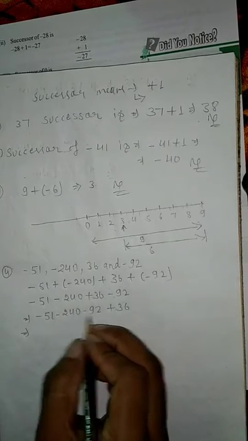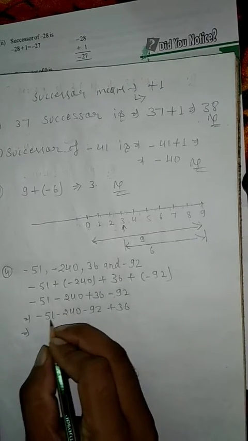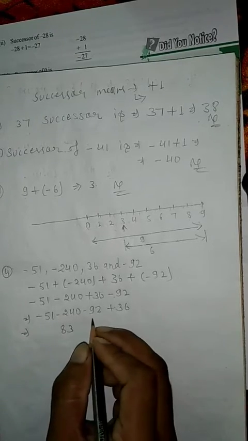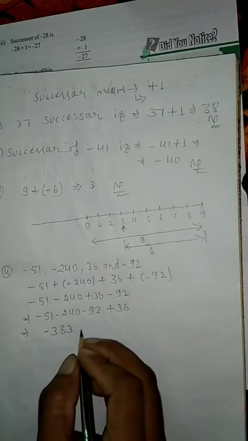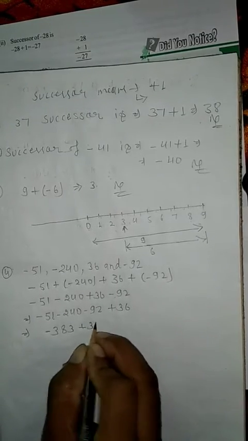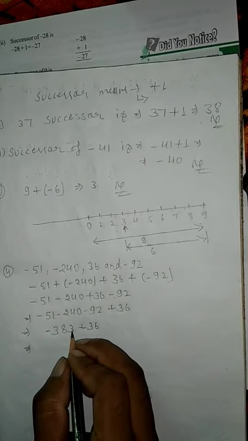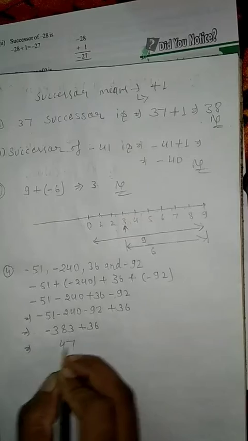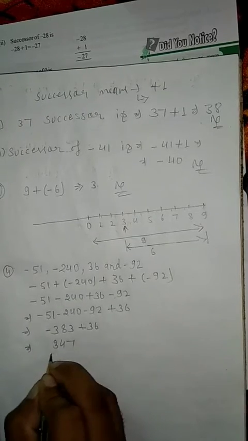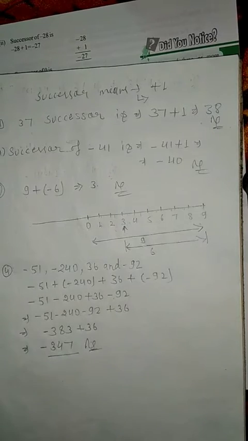Then add the values: 2 plus 1 is 3, then 9 plus 4 is 13, 13 plus 5 is 18, then carry 1, 2 plus 1 is 3. So this is -383, then plus 36. So subtract the values: 13 minus 6 is 7, then 4 and 3. So this is the answer, -347. This is the direct method to add any integers.